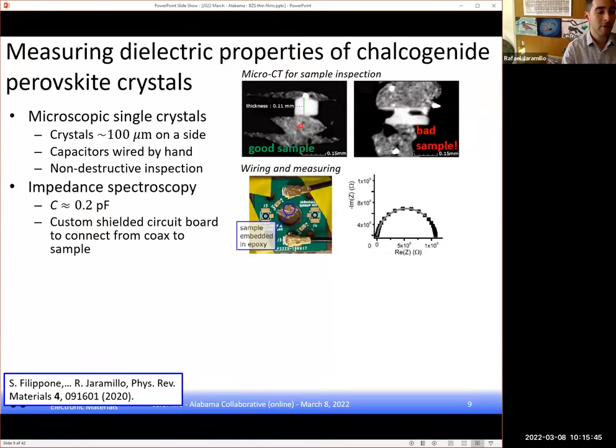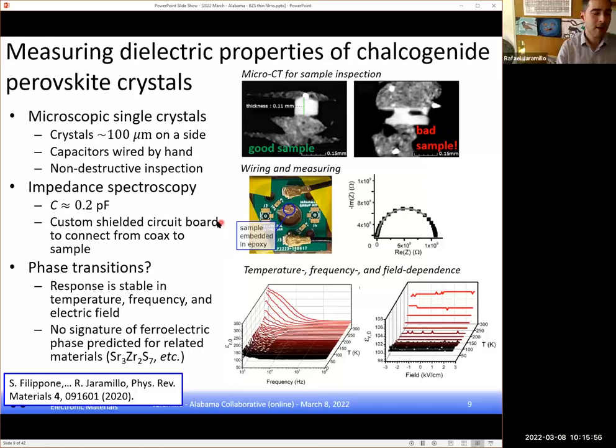These, although they're polarizable, are still itty bitty little things. So they have a very small capacitance. So we had to make some custom circuitry to shield them and put it into the cryostat. And the other thing is that I was kind of excited to look for low temperature phase transitions, but we didn't find any. So we measured down to something like 2.5 Kelvin, like pumped helium, and we didn't find any low temperature phase transitions. So that's a little bit on the boring side for the physicists, but it's on the good side for stability of these semiconductors.